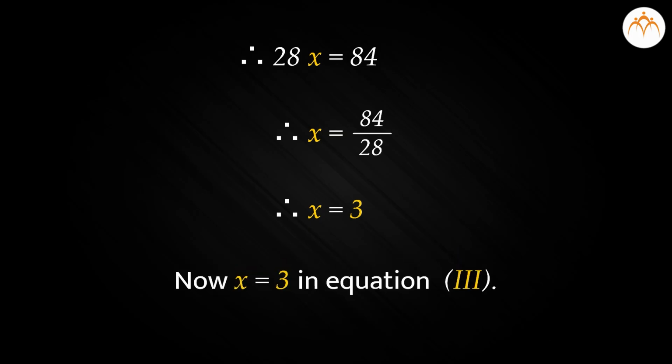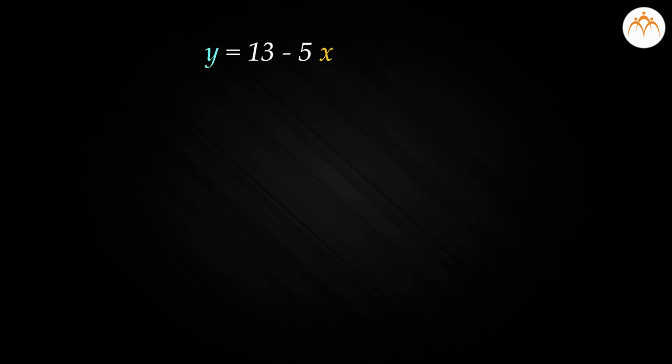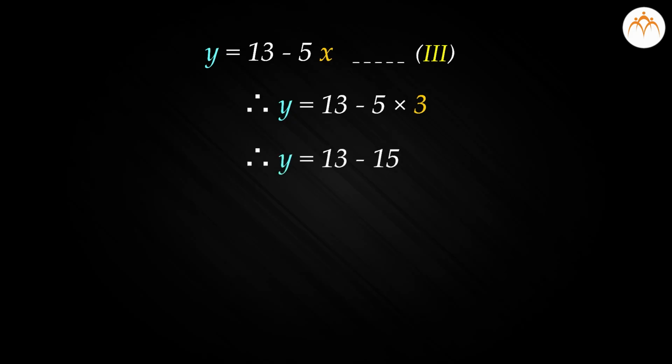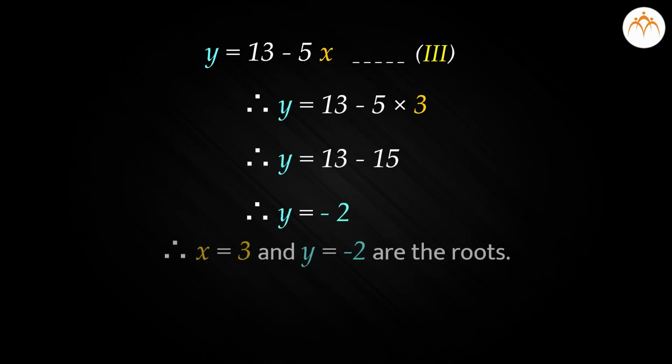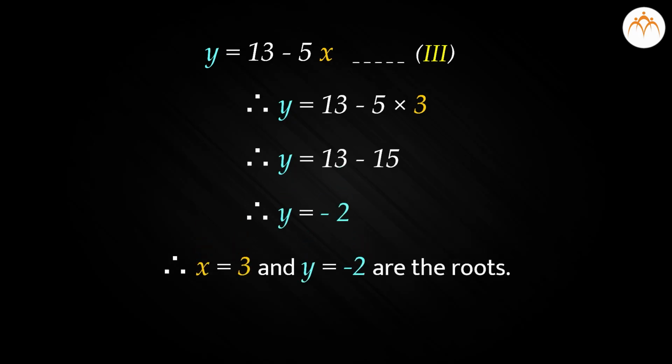Now, x is equal to 3. Let's place that in equation 3. That is, y is equal to 13 minus 5x. Therefore, y is equal to 13 minus 5 into 3. Therefore, y is equal to 13 minus 15. Therefore, y is equal to minus 2. Therefore, x is equal to 3 and y is equal to minus 2 are the roots of the given simultaneous equations, that is x, y is 3, minus 2.